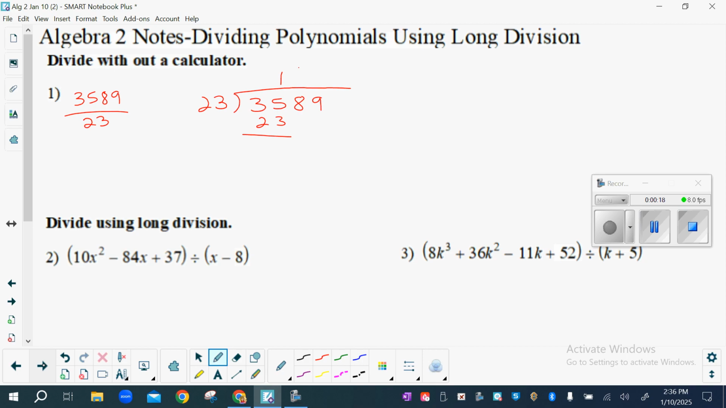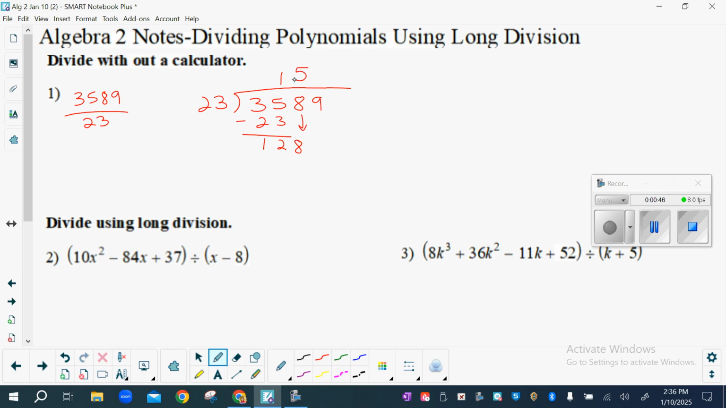So we subtract and we get 12. What do we do next? We bring the 8 down, because we're going to be doing that today. So we bring that 8 down, and then we think about how many times 23 goes into 128. So I thought about 25. How many times 25 goes into 128? Which is about 5.